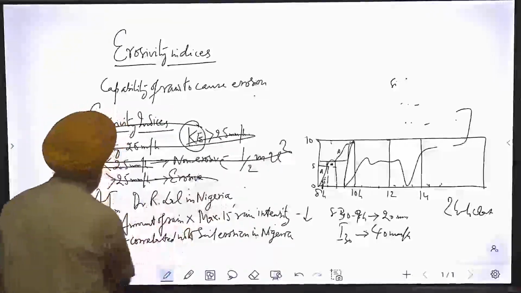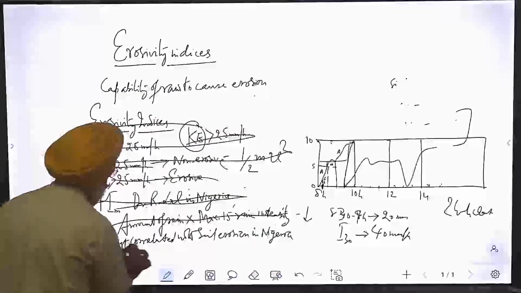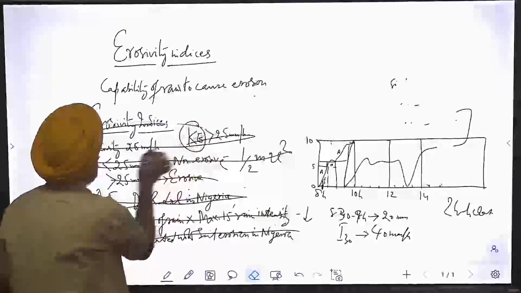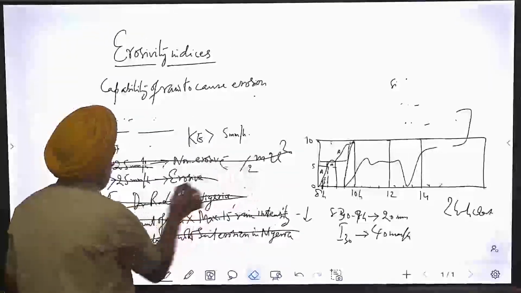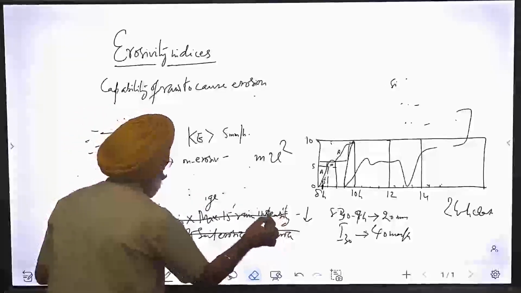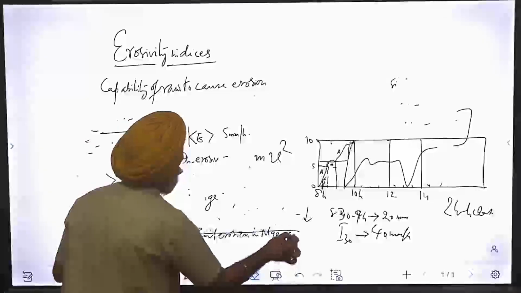or design of soil and water conservation measures, because design of soil and water conservation measures will be possible only if we do have an idea about the kinetic energy over there.